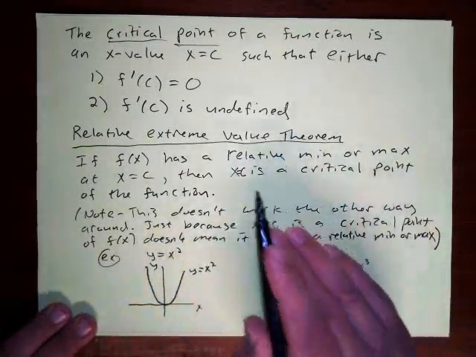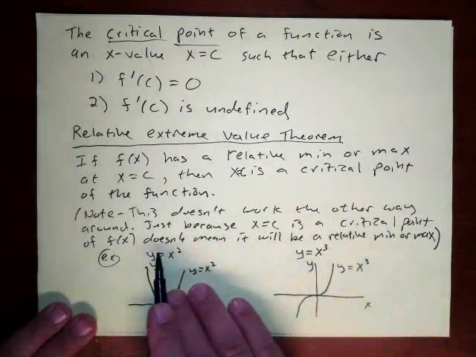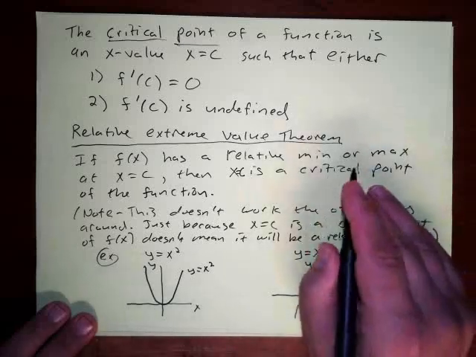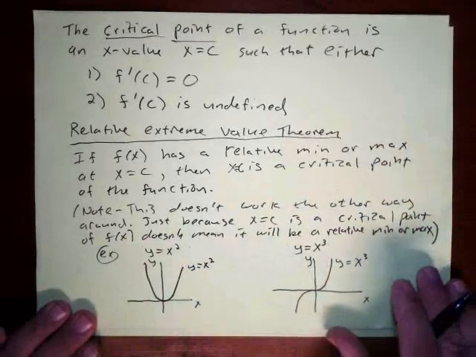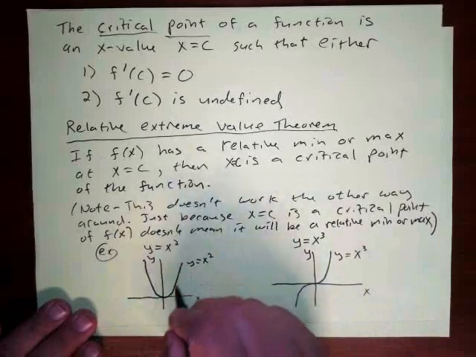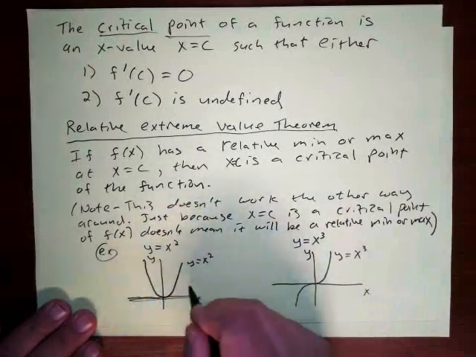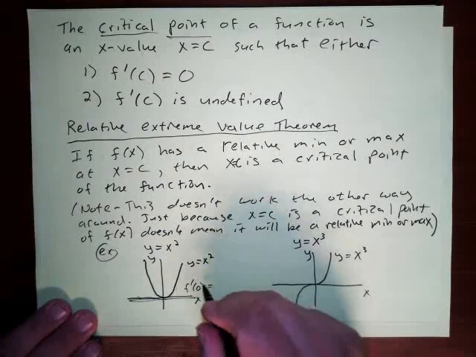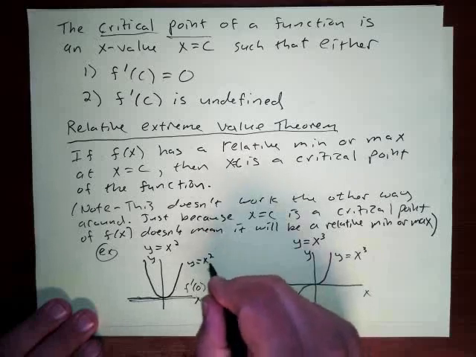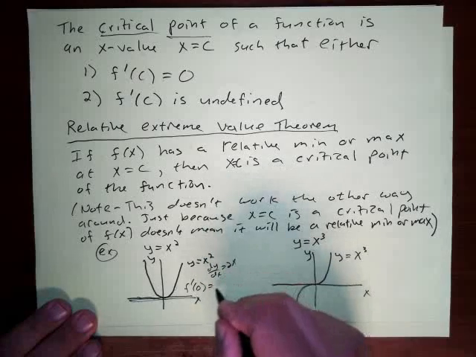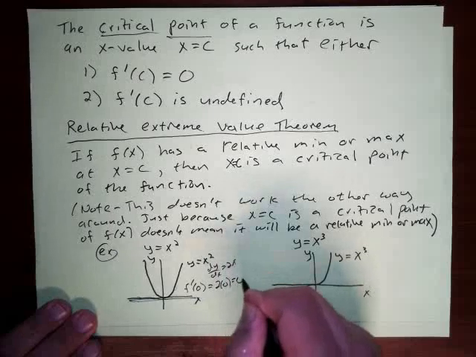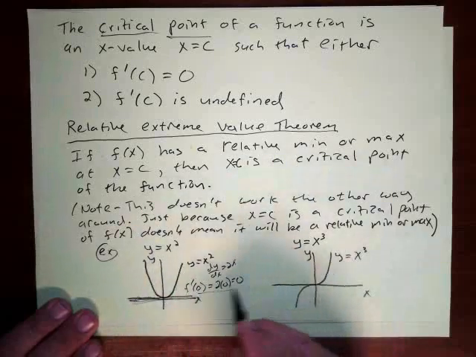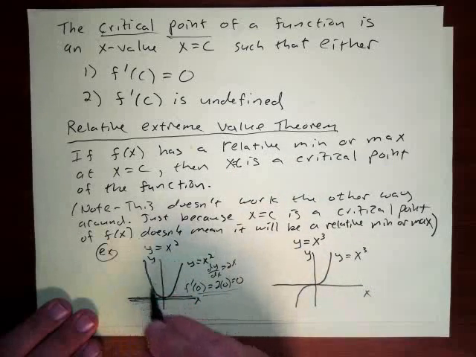Just because x equals c is a critical point doesn't mean that the function will necessarily have a relative min or a max there. So these are the two classic examples. When you have a parabola like this, at this point the derivative is equal to 0. The derivative here, dy dx, is just 2x, and 2 times 0 is equal to 0. That is a relative min, so this is a critical point, and it is a min.